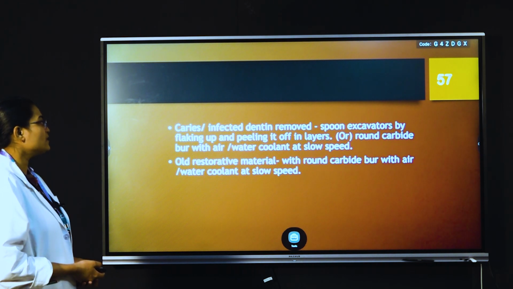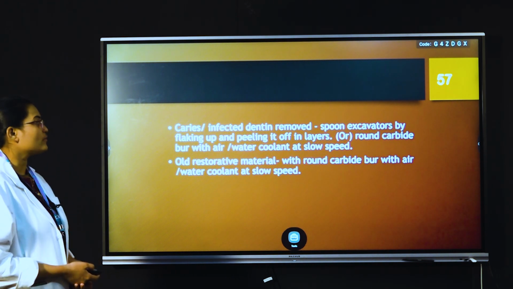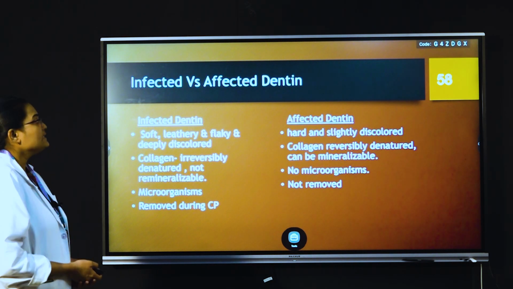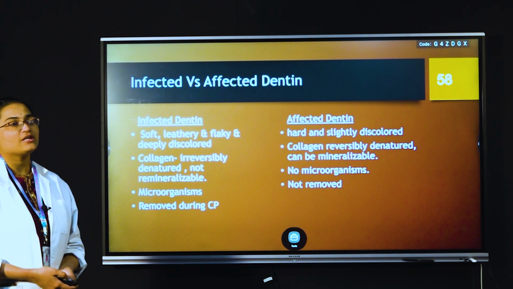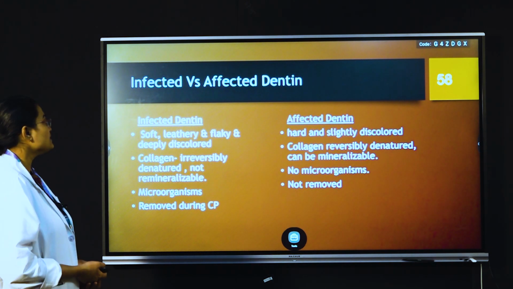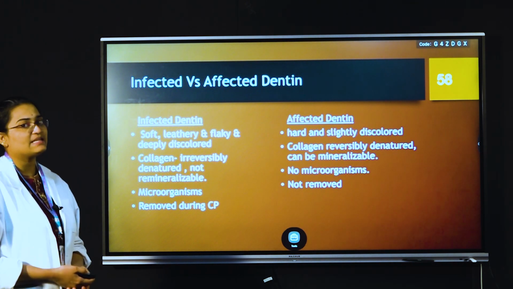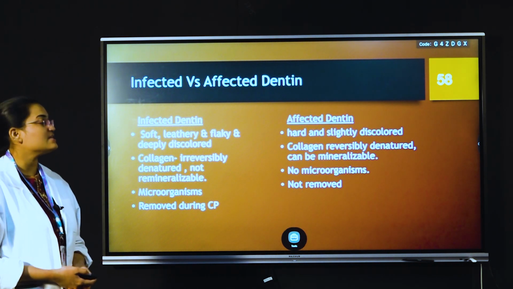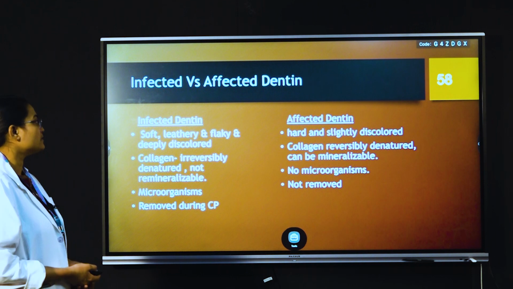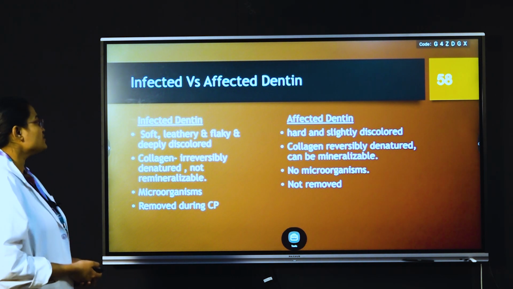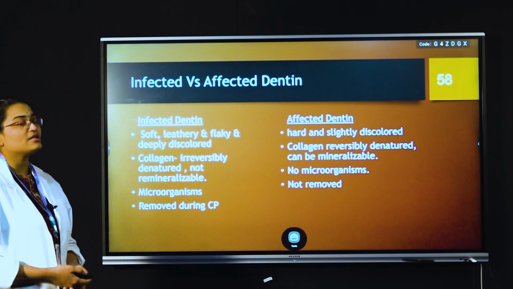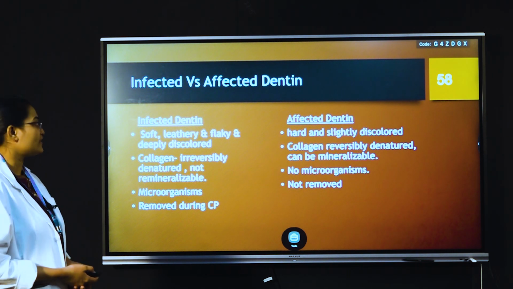The old restorative material is removed with a round carbide burr with air water coolant at a slow speed, like a micromotor handpiece. This comes to the infected and affected dentin differences. The infected dentin is always identified as soft, leathery, flaky and deeply discolored, whereas the affected dentin is hard and very slightly discolored. In infected dentin, the collagen is irreversibly denatured, whereas in affected dentin the collagen is reversibly denatured and it can be remineralized.